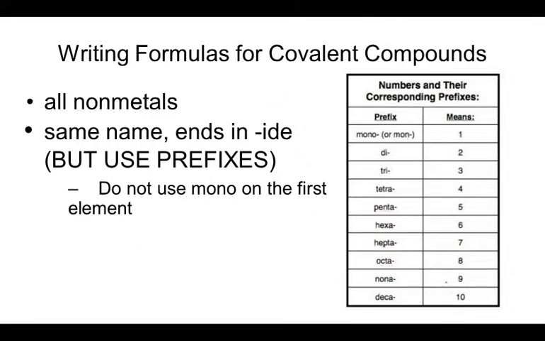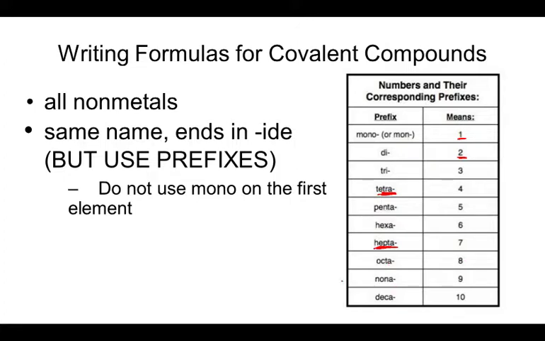Okay, so when you're naming covalent compounds, you're going to use this prefix chart, and you do have to memorize this, but for the most part, it's pretty easy. You're going to use these prefixes in front of the element names. So if there's one of them, you use mon or mono, and if there's two, you use di, three, tri, four is tetra. Okay, so that's one people sometimes forget. Five is penta, 6 is hexa, 7 is hepta, and that's probably the other big one that people forget. And then 8 is octa, 9 is nona, and 10 is deca.